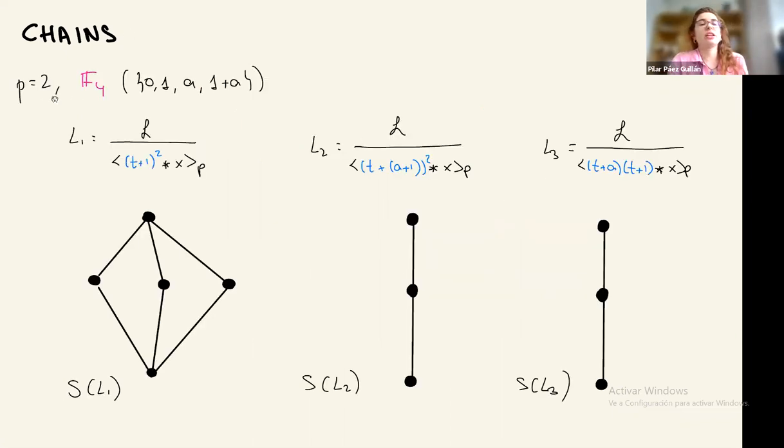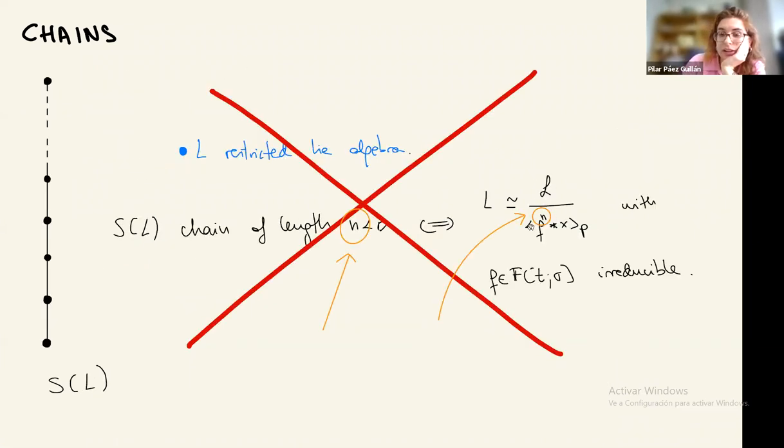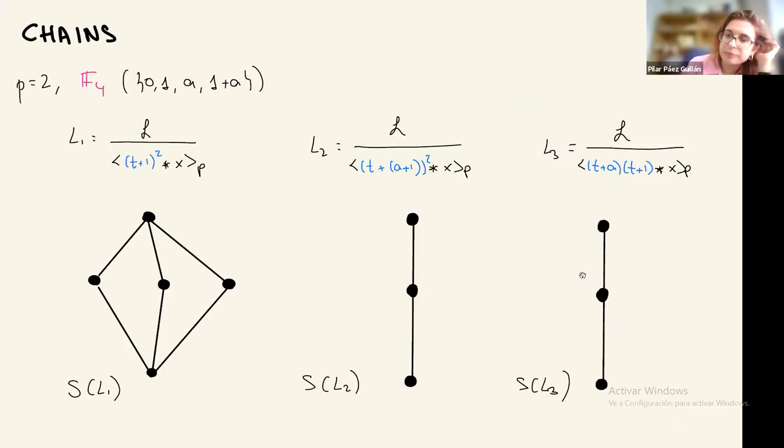For example, I'm going to have this field of characteristic 2, the field of 4 elements, which we denote by 0, 1, A, and 1 plus A. I'm going to have this model here, and I'm going to consider quotients of the free cyclic restricted Lie algebra by subalgebras generated by the power of an irreducible skew polynomial acting on L. In the first case, the case on the left, I pick the polynomial t plus 1, which is irreducible, and I consider the second power, t plus 1 squared.